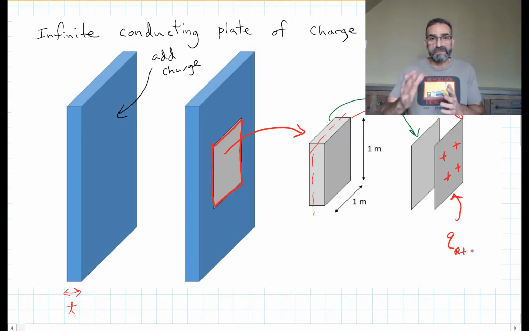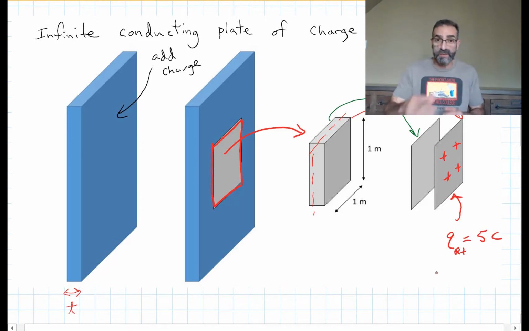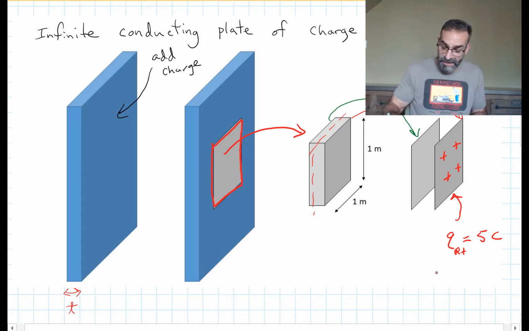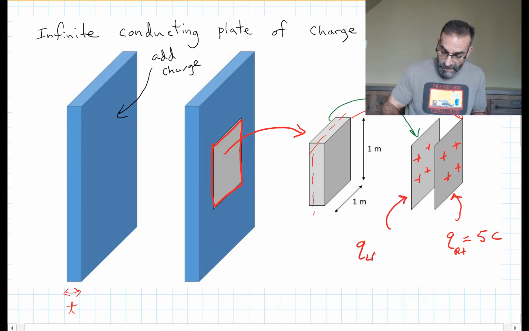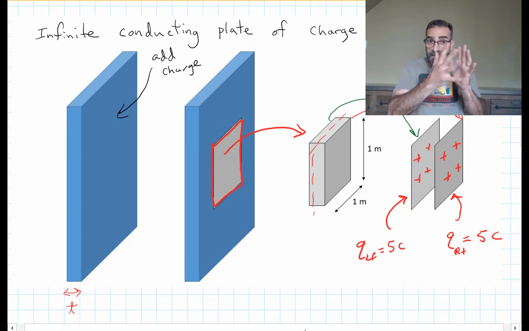How much charge is on the right face of my sheet? 5 coulombs, because this is a 1 square meter section. Where's the other 5? It's on the other face here. So if I added 10 coulombs per square meter to one side of a conductive plate, half of that would move to the other side. I'd be left with 5 coulombs per square meter on this surface and 5 coulombs per square meter on this surface.